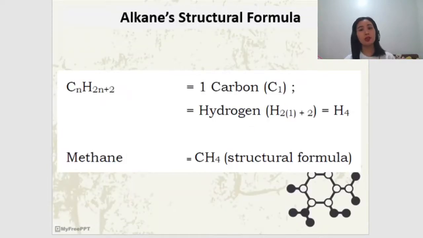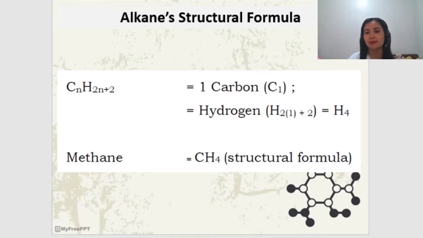Okay, let's start with the alkane structural formula. It has a general formula of CnH2n+2. One carbon, that is C1. Hydrogen, that is H2 multiplied by 1 plus 2, which equals H4. That is CH4. Methane, based on our figure table earlier, has only one carbon. The n stands for the number of carbons. That is why we have one carbon, 2 times 1, plus 2, which is equivalent to 4. That is the CH4 condensed structural formula.